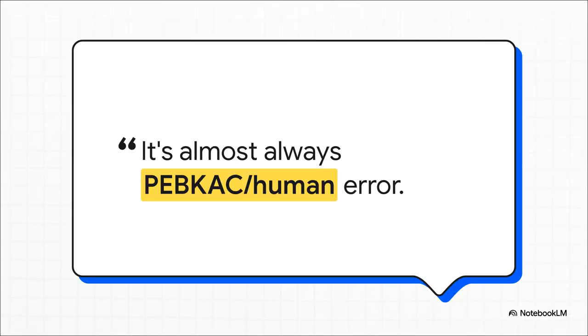As one Reddit user perfectly put it, it's almost always PEBKAC. That's a classic IT acronym, and it stands for Problem Exists Between Keyboard and Chair. Yep, Layer 8 is the human layer. It's kind of a running joke, but it's also a great reminder that no matter how complex our systems get, good old-fashioned human error is often the weakest link in the chain.